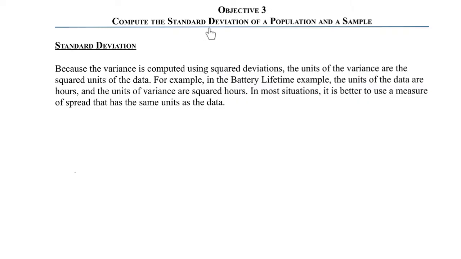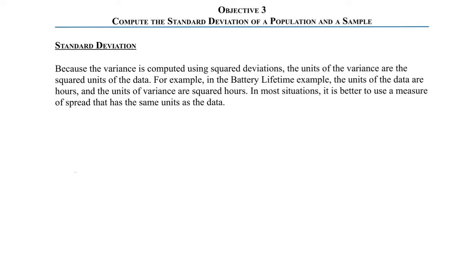Objective 3: compute the standard deviation of a population and a sample. While calculating the variance, we use the squared deviation. In most situations, it is better to use a measure of spread in the same unit as the data. In order to do this, the simple way is to take the square root of that. Since we squared, then taking the square root again gives a value in the same unit as the data values.